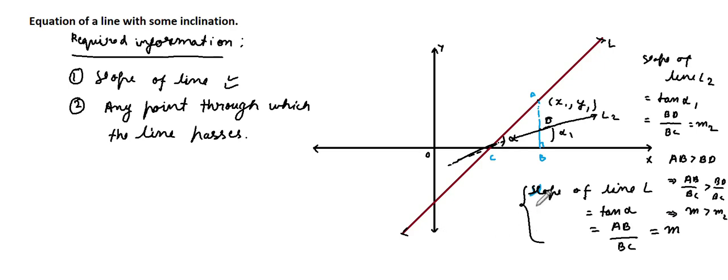So we can see that the slope of L is greater than the slope of L2. I think you have got how, based on the slope, we can visualize the inclination of a straight line with respect to the x-axis and the y-axis. L2 is closer to the x-axis and has less opening with respect to it. So the tangent of alpha 1 is smaller, and hence the slope of L2 is lesser than the slope of L.